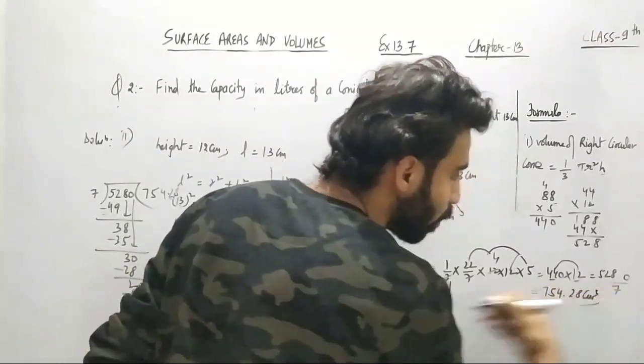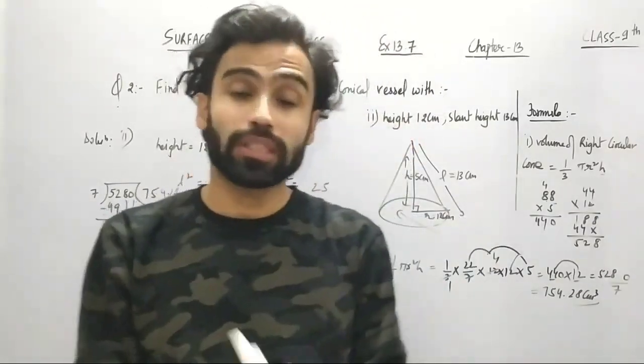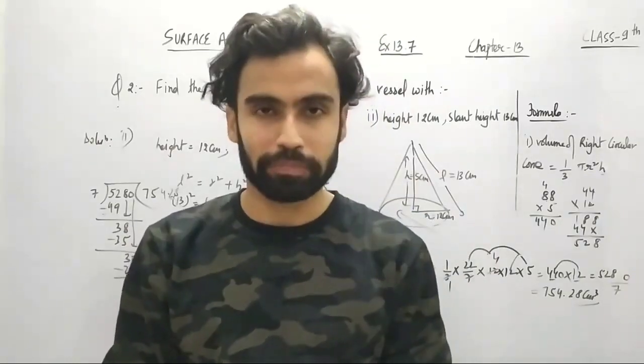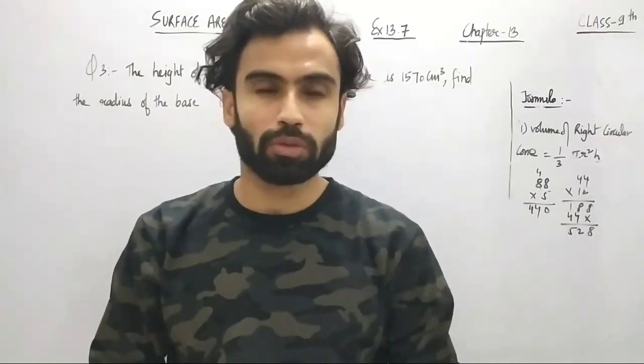754.28 centimeter cube, right? So this is how you can simply calculate the volume, or you can say the capacity, of a right circular cone. So that was all in this question here. So students, let us move on to the next question now.